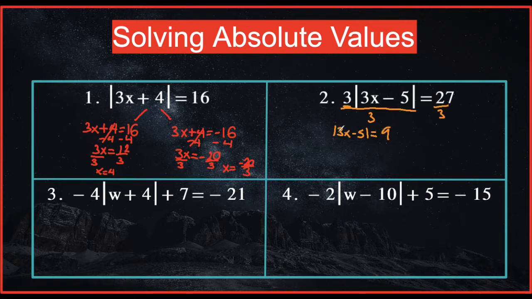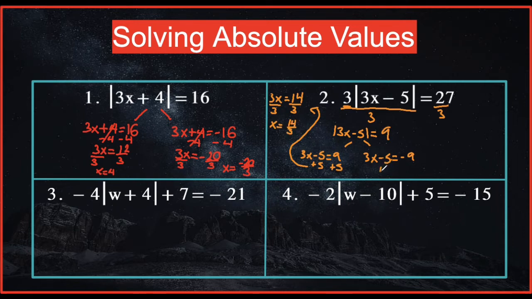Once we get the absolute value by itself, this is going to split off into two separate equations. The first is going to be exactly the same, just without the absolute value. And the second is going to be the same, but on the right side of the equal sign, we're going to have a -9. We're going to add 5 on both sides. We're going to end up with 3x equals 9 plus 5, which is 14. And to get x by itself, we're going to divide each side by 3. And we're going to get x equals 14 over 3.